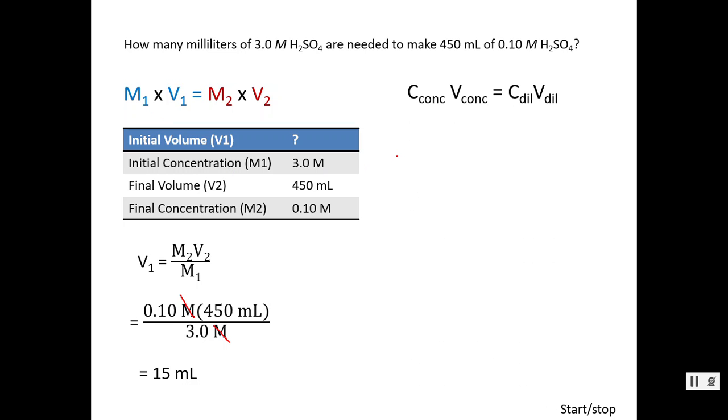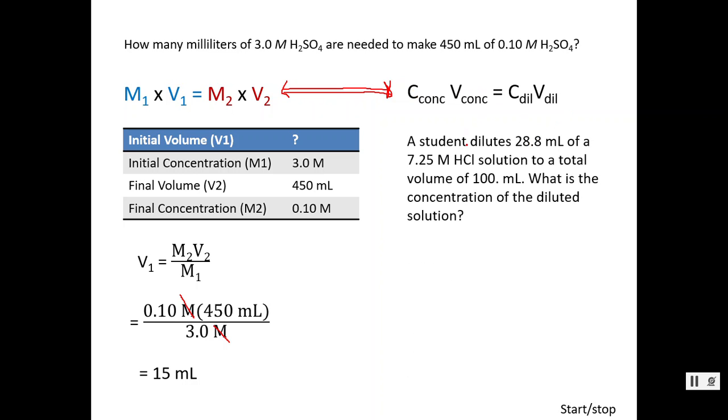As I said, your MindTap doesn't use M1V1 equals M2V2. They use C concentrated V concentrated is equal to C diluted V diluted. Both of these mean exactly the same thing, so whichever one you feel more comfortable using. But let's go ahead and we'll use the C and the V in another example.